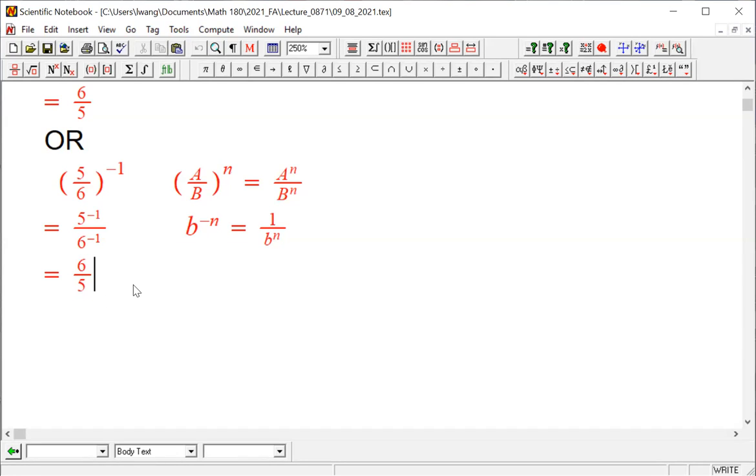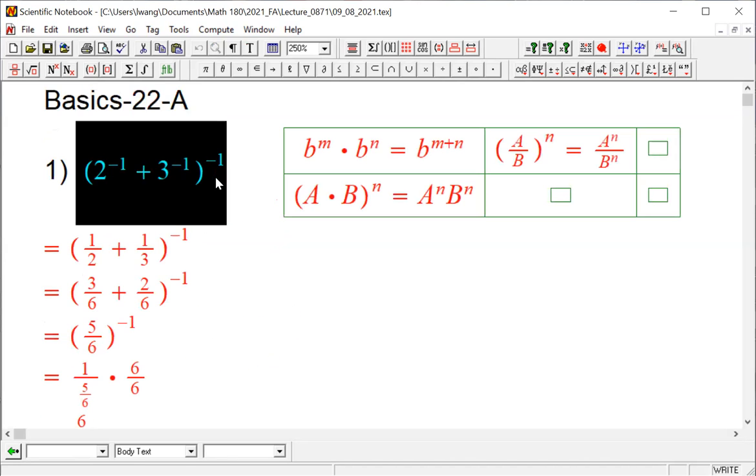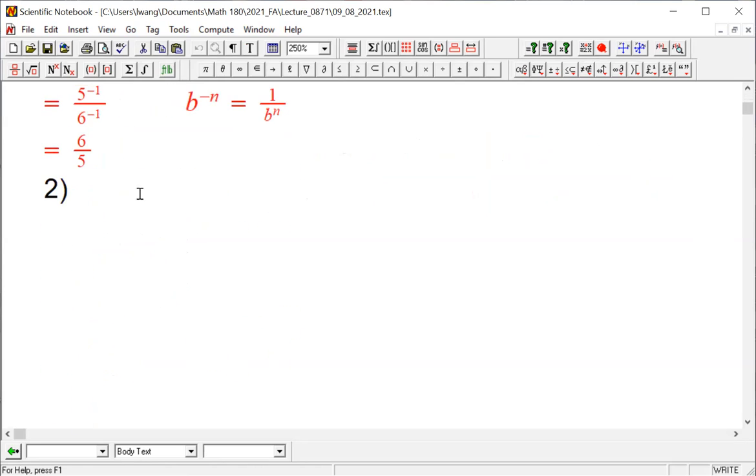And for number 2 in this section, instead of adding, it's multiplying. And this is going to be most liberating. You can still do the way we do, the half, third, but you can also do it differently.